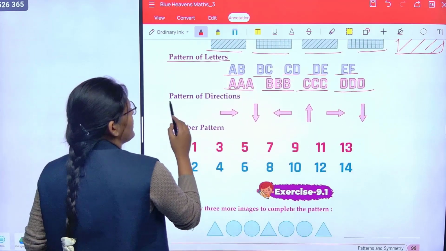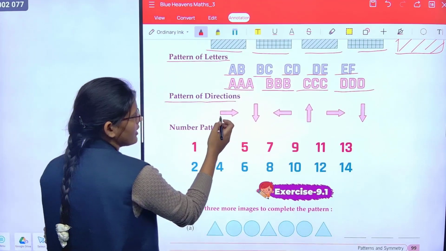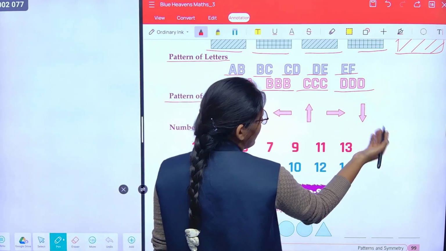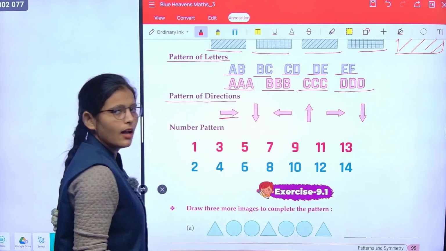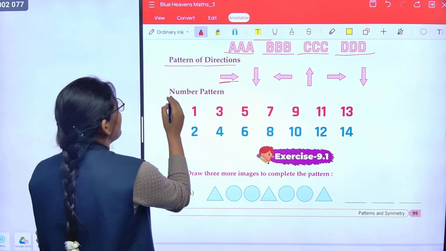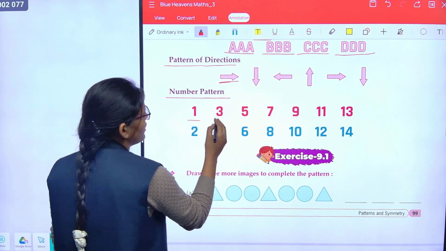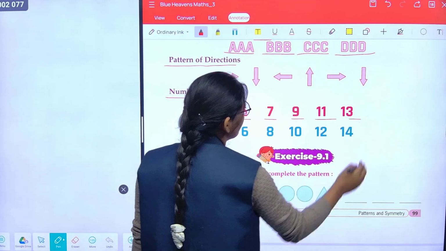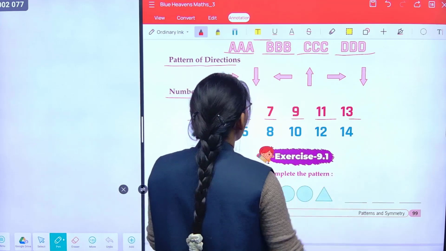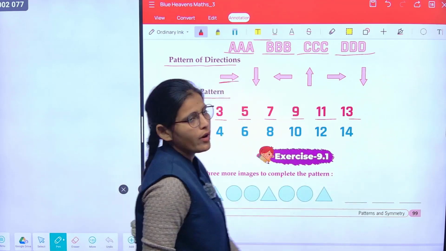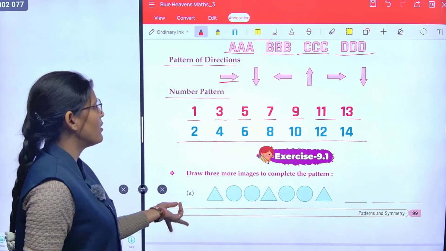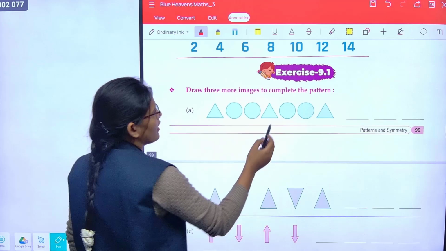Now patterns of direction. Class, right, down, left, up, right, down, up. You can write, complete the pattern also. Now number patterns: 1, 3, 5, 7, 9, 11, 13. These are an odd number pattern. So we will write here all odd numbers, and these are even numbers.